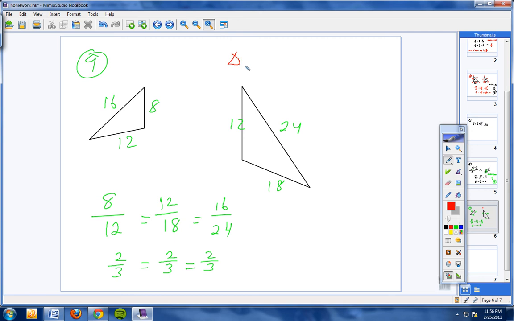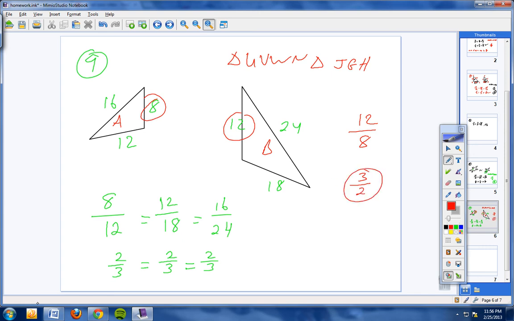And our statement would be triangle UVW is similar to triangle JGH. And this is triangle B. This is triangle A. The scale factor of B to A, we'll just choose 12 for the fun of it. What side corresponds to 12? 8 does. And if you reduce that, you will get 3/2. Which is the scale factor of B to A.